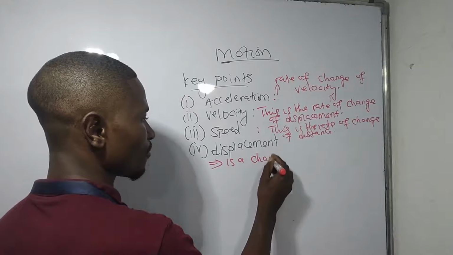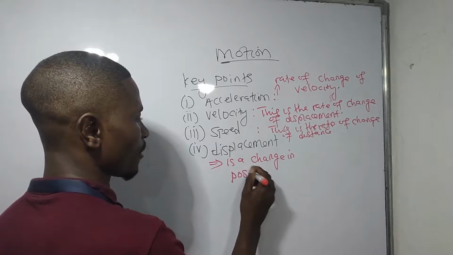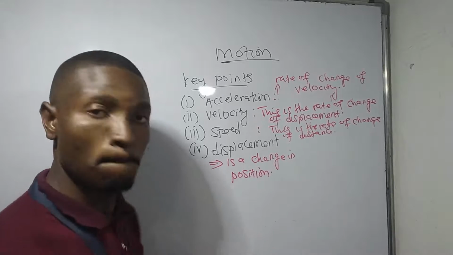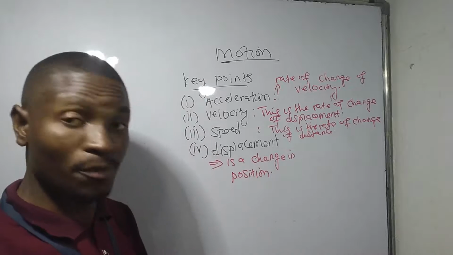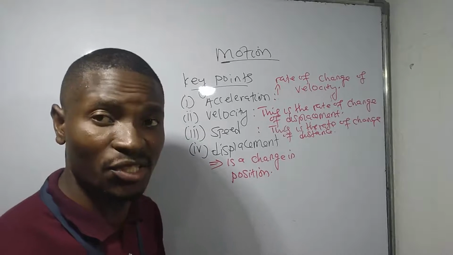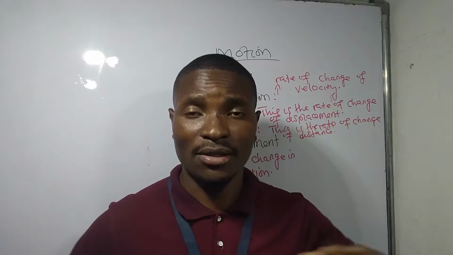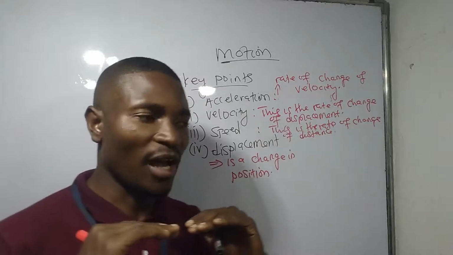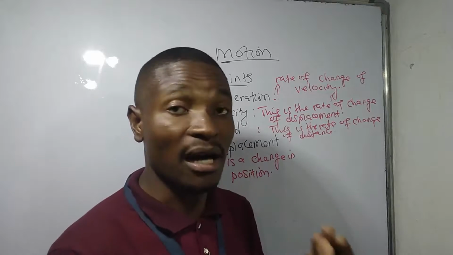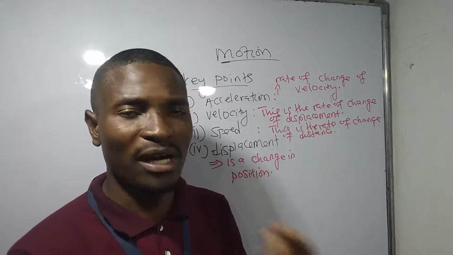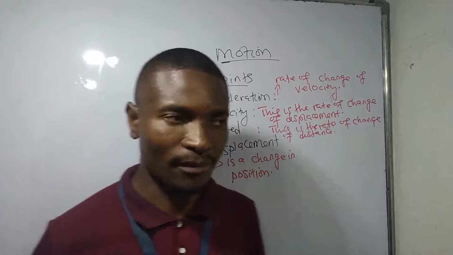Displacement is a change in position. Displacement is just the change of an object's position. When an object moves from one position to the next position, then it has undergone a displacement. I hope at this point you have understood the concept of what is acceleration, what is velocity, what is speed, what is displacement, and other things that will come in.